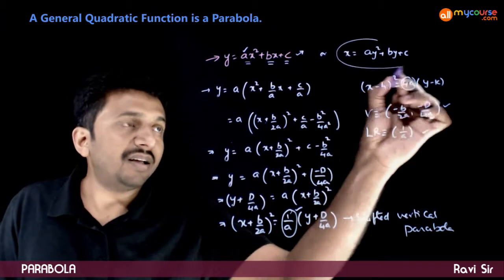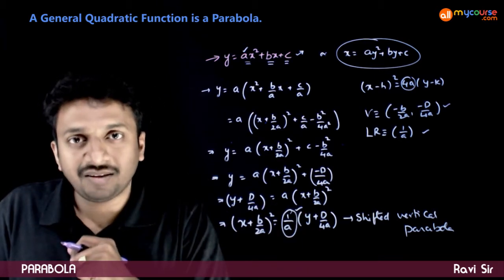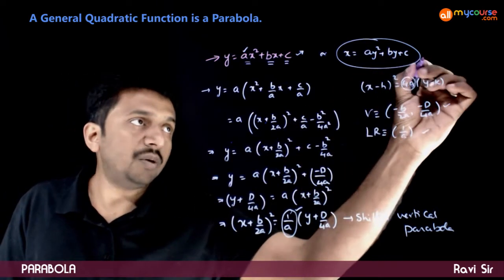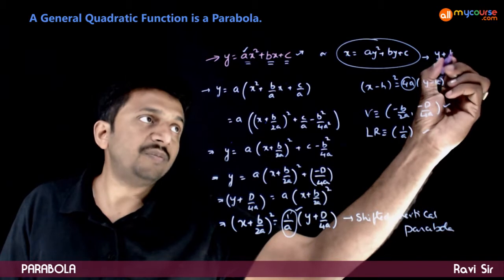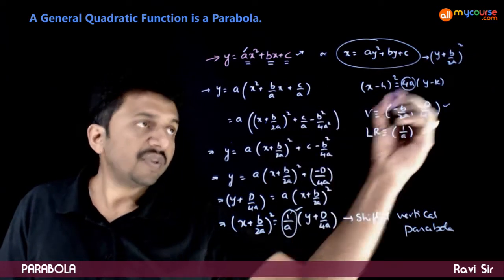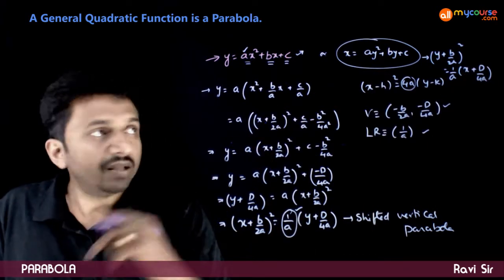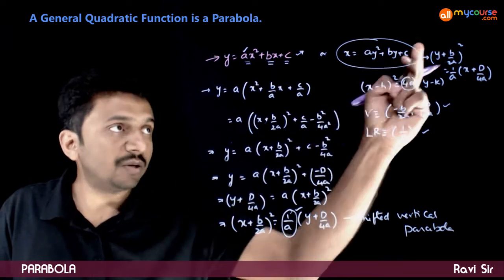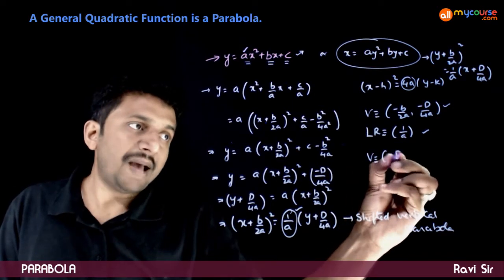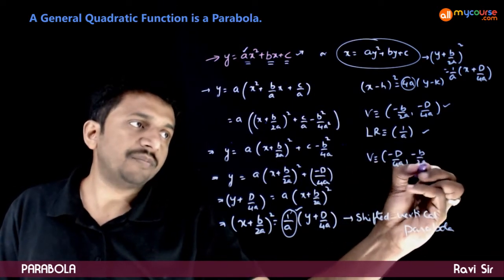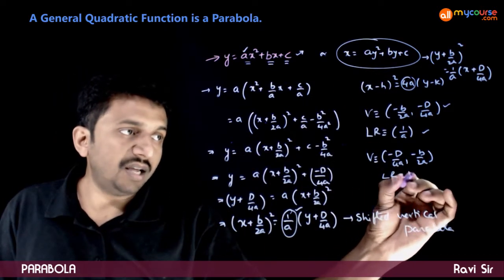Similarly, we can reduce this also into a shifted parabola equation. So if you take the second equation, it will look something like, instead of x, you'll have y. So y plus b by 2a whole square is equal to 1 by a times x plus d by 4a. So this is a horizontal parabola because this looks like y square is equal to 4x, with vertex as minus d by 4a and minus b by 2a. This is a horizontal parabola whose vertex is this, and latus rectum is again equal to 1 by a.